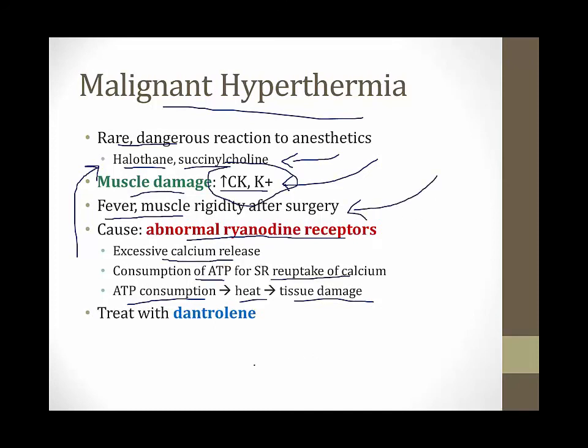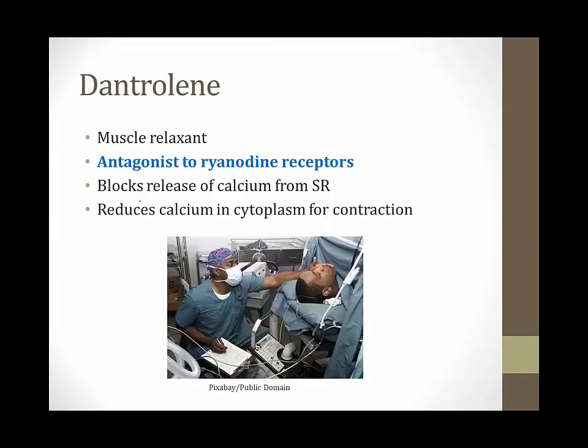And you can treat it with a drug called dantrolene, which is an inhibitor of the ryanodine receptor. Dantrolene is a muscle relaxant. It's an antagonist to the ryanodine receptors. It blocks the release of calcium from the sarcoplasmic reticulum through the ryanodine receptors, and this reduces calcium in the cytoplasm for contraction. That's why it's a muscle relaxant. And its role in malignant hyperthermia is to stop those abnormal ryanodine receptors from dumping calcium into the muscle fiber.